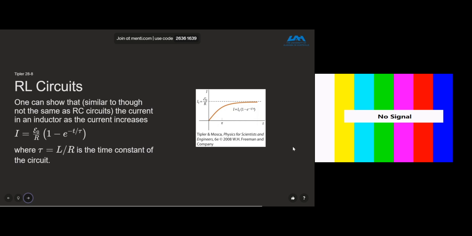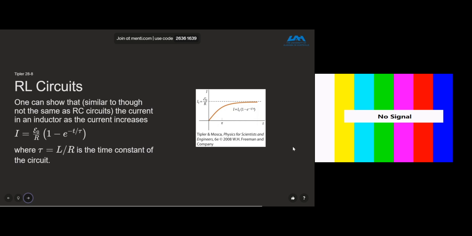If you go back in your notes and look for a capacitor that is charging in an RC circuit, you start with a very high current because it is very easy to stick charge on the capacitor, and it slowly ramps down to 0 as you fill the capacitor.